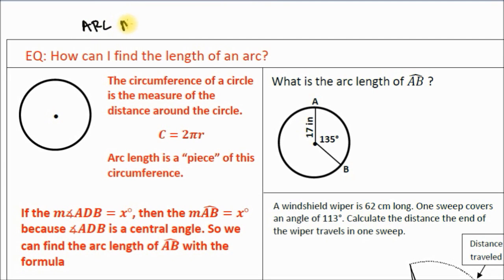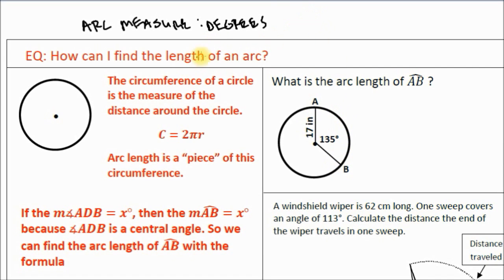Arc measure, that's in degrees. The measure of a circle around a circle is 360 degrees. Arc measure is how many degrees. For instance, look at this example right here. If the central angle is 135 degrees, the measure of arc AB is 135 degrees.